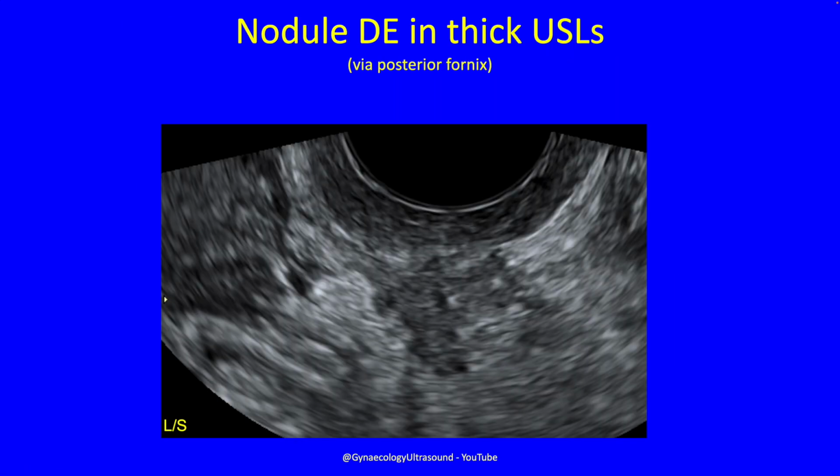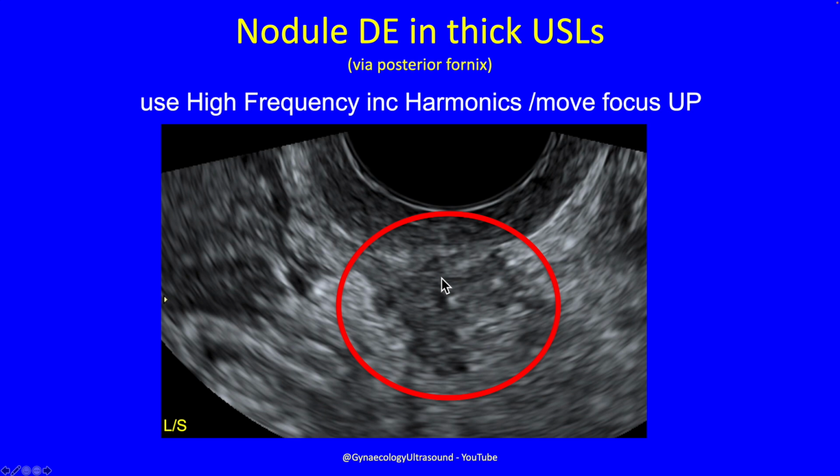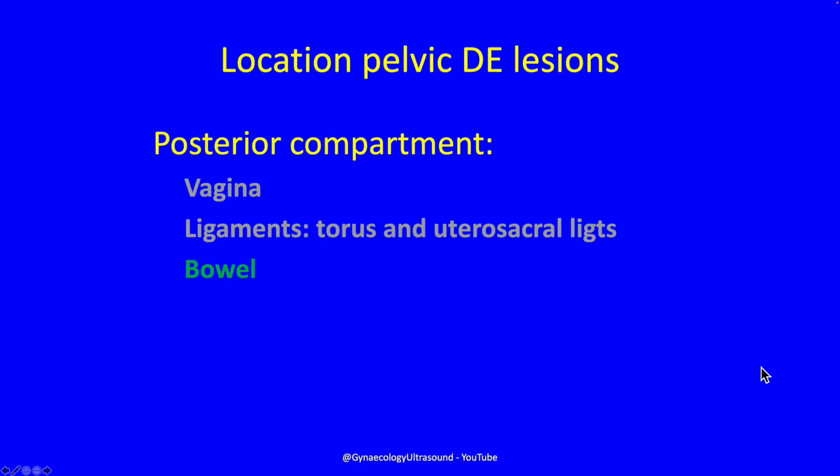What does that look like? Well, here is such a thing. This is the vagina. This whiteness is fibrosis, and it's fibrosis because it's walling off this nodule of deep endometriosis. It's got very spiky edges. To see it, you need to use high frequency, including harmonics, and move your focus up so that all of the beam is focused at the tip of your probe, and then you'll see these nodules if they're there.